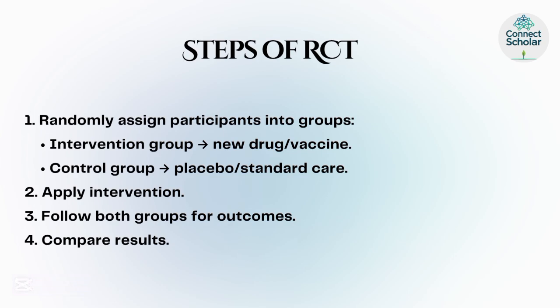First, you randomly assign participants into 2 groups. First group will be called intervention group and the second group will be called control group. Intervention group will be provided a new drug or vaccine, while the control group will be provided a placebo or a standard care or conventional drug or vaccine. The second step is that the intervention is applied on both the groups and we follow both the groups for the outcomes or results. Lastly, we compare the results of both groups to come to a certain conclusion.